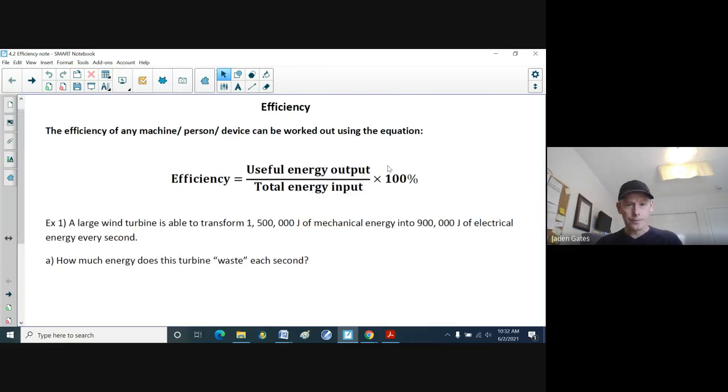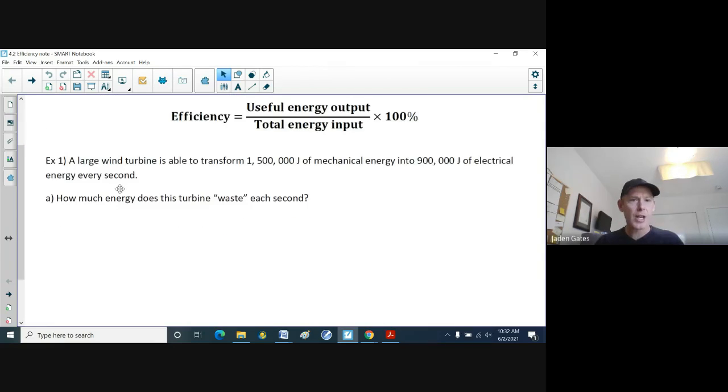All right, so to start off, it says a large wind turbine is able to transform 1,500,000 joules of mechanical energy, mechanical just means it's moving, into 900,000 joules of electrical energy every second. How much energy does this turbine waste each second?